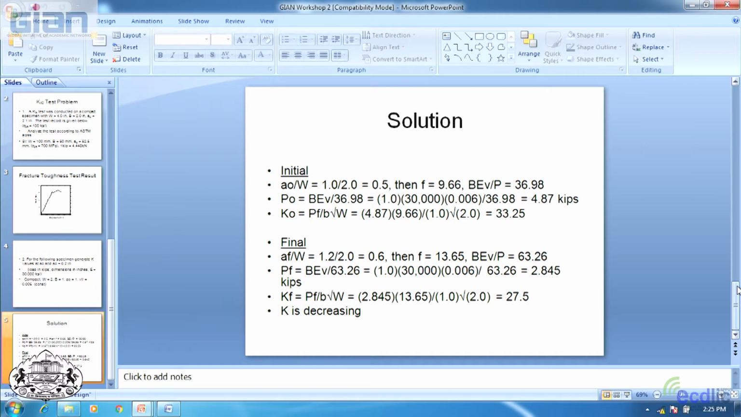So this is one of the fundamental things in cracked bodies. If you have a constant displacement with a growing crack, the K is always dropping. If you have a constant load with a growing crack, the K increases. So it's kind of opposite. Constant load, K increases as the crack grows. Constant displacement, K decreases as the crack grows. That decreasing K is a valuable thing. It's used in a lot of cases and in some test methods. So I wanted to go over this and then show you how it would be used sometimes.